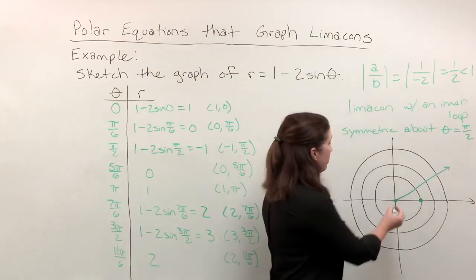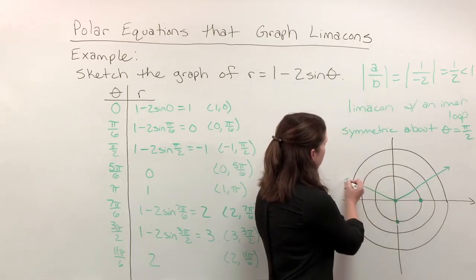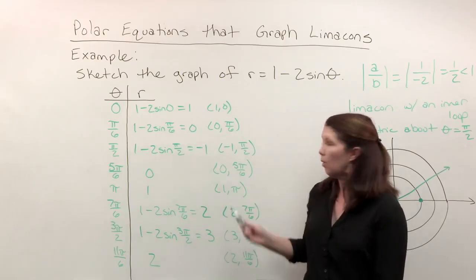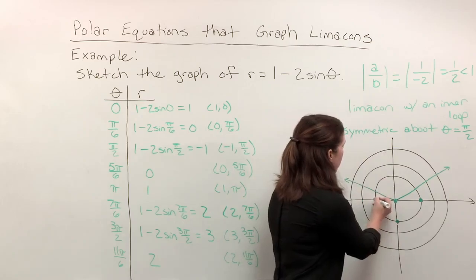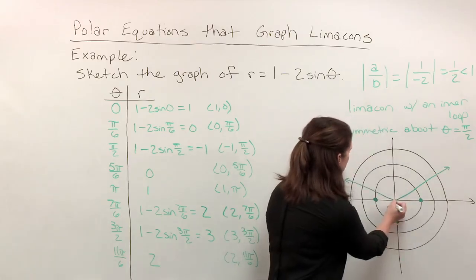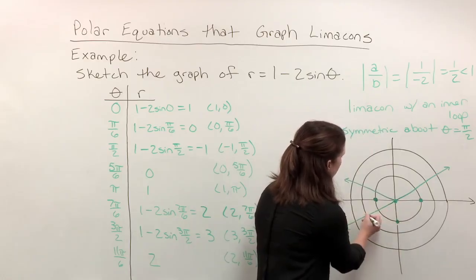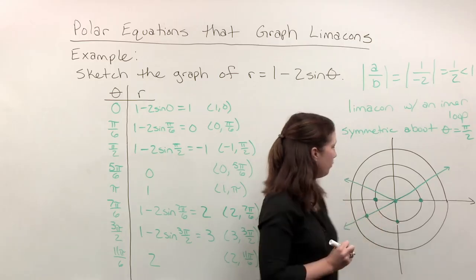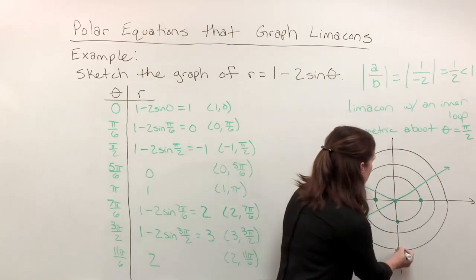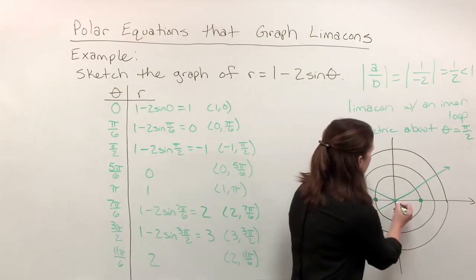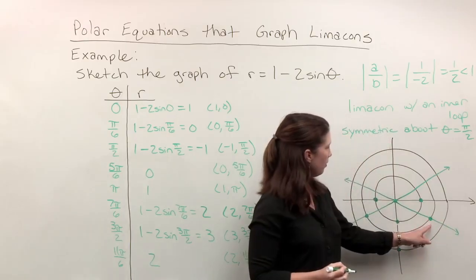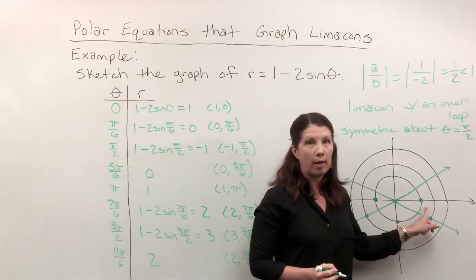(0, 5 pi over 6). Here's 5 pi over 6. But again, the point is at the pole. (1, pi) would be here. (2, 7 pi over 6). So here's my 7 pi over 6 angle, and it will lie on the circle with a radius of 2. (3, 3 pi over 2) would be here. (2, 11 pi over 6). And then if I circled all the way around, I would end at (1, 2 pi).